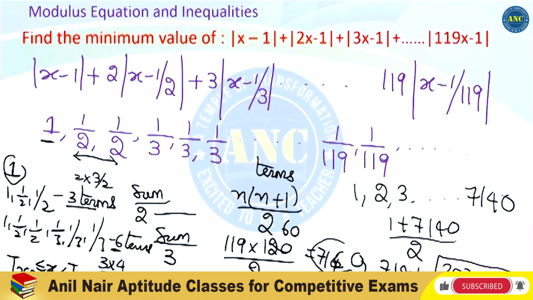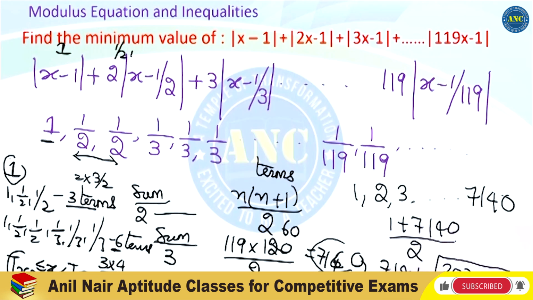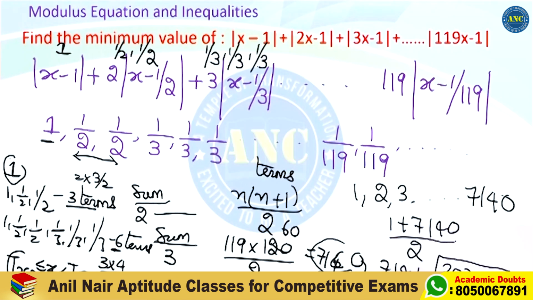Suppose I take T3570 and T3571. Again I am explaining: mod x minus 1 is nothing but 1. x minus 1 by 2 is 1 by 2, which has to be written 2 times. 1 by 3 should be written thrice. These are nothing but 1, then 1 by 2, 1 by 2, then 1 by 3, 1 by 3, 1 by 3.